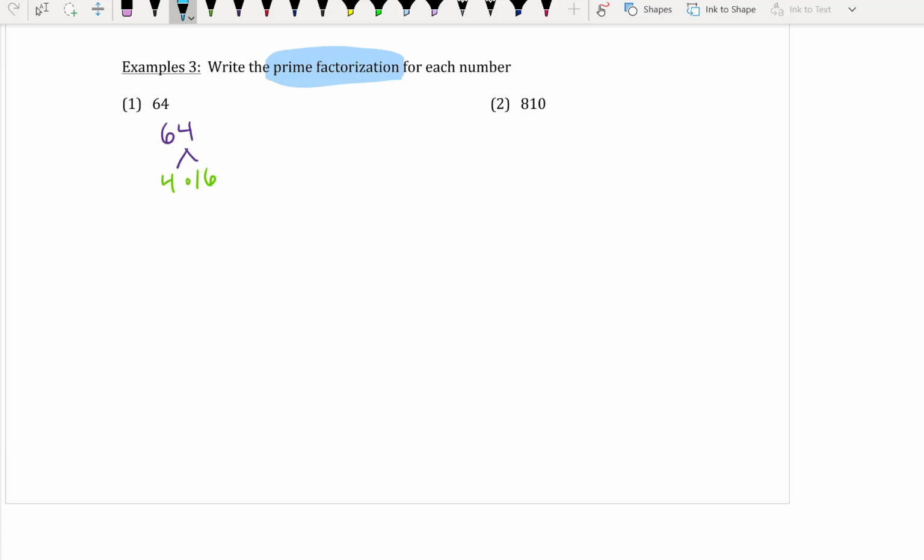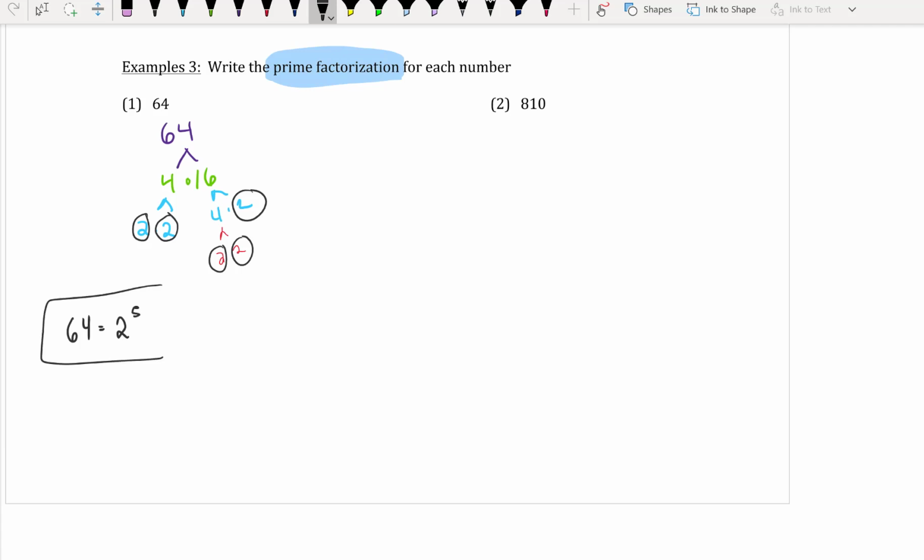From here, what you want to do is keep breaking it down. So here, the 4 is 2 times 2. And 16 would be 4 times 2. But you already know that this 4 can be broken down even further to 2 times 2. So now you have all of these factors that represent the prime factorization of 64. So let's see how many 2's I have. I see a bunch of 2's, and let's count. 1, 2, 3, 4, 5. So I have 64 is equal to 2 to the 5th power.